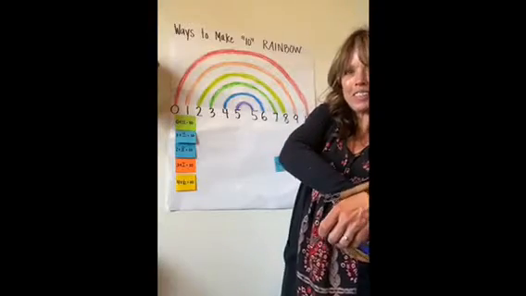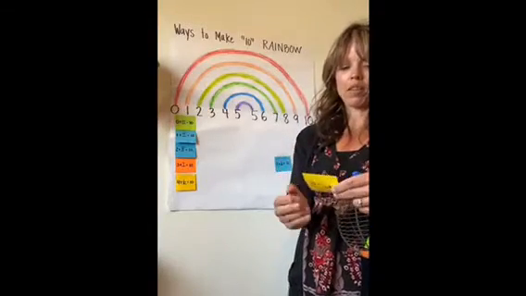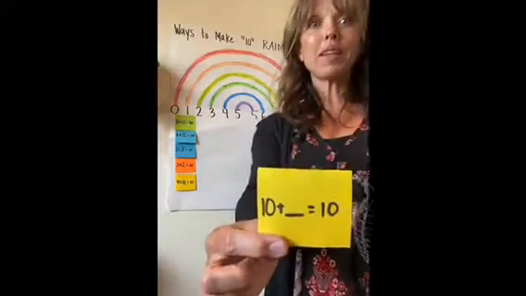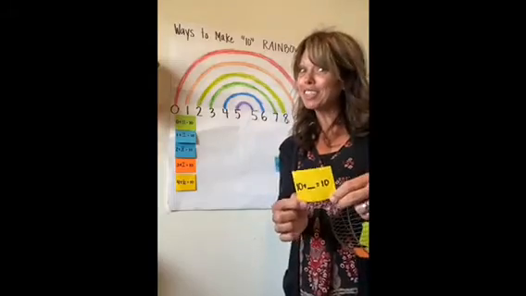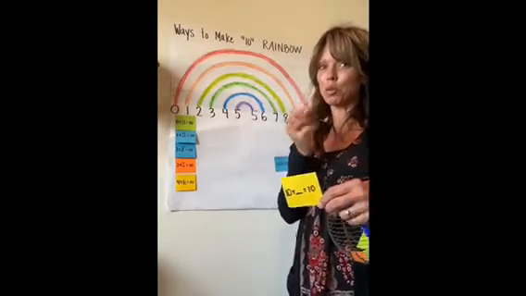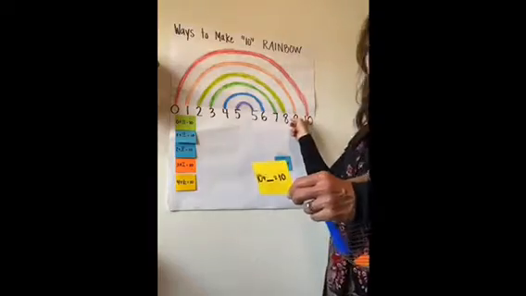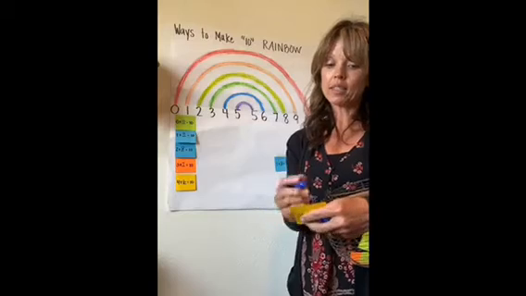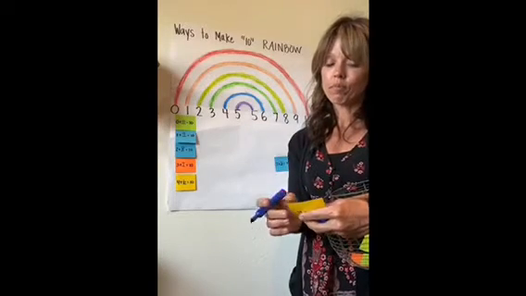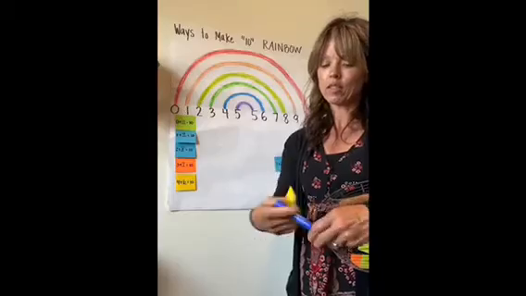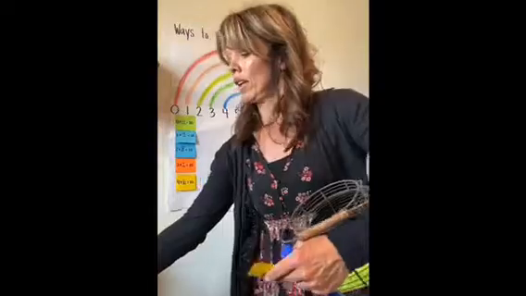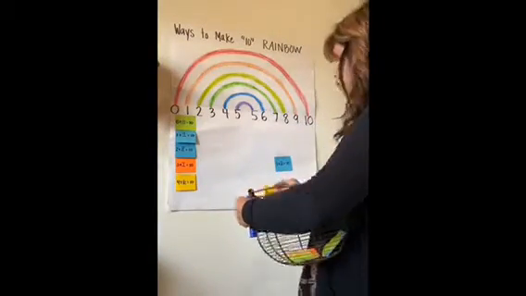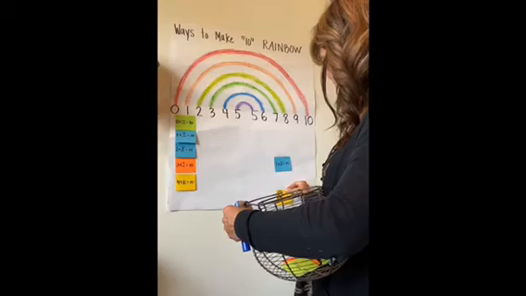Okay, let's try another one. 10 plus blank equals 10. So we just did one that was very similar to this. Same numbers, they're just switched around. So we're going to start over at the 10 this time. Take it all the way over so we know that 10 plus 0 equals 10. Anytime you have a number and you add 0 to it, guess what you get? Same number.